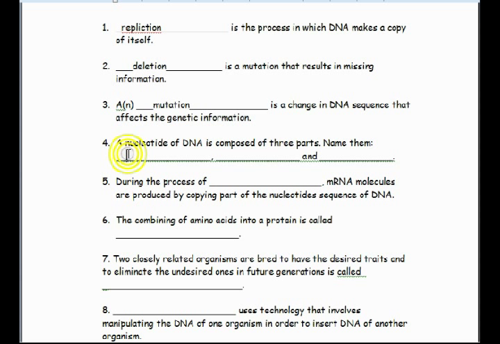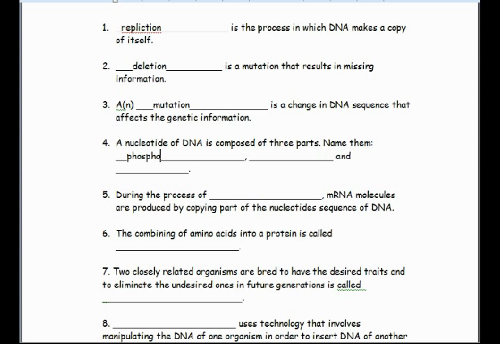Mutation. Number 4, a nucleotide of DNA is composed of 3 parts. Name them. What are the 3 parts of a DNA nucleotide? It's a phosphate, a sugar, and a base. Number 5, during the process of blank, messenger RNA molecules are produced by copying part of the nucleotide sequence of DNA. So what's the process that makes messenger RNA?